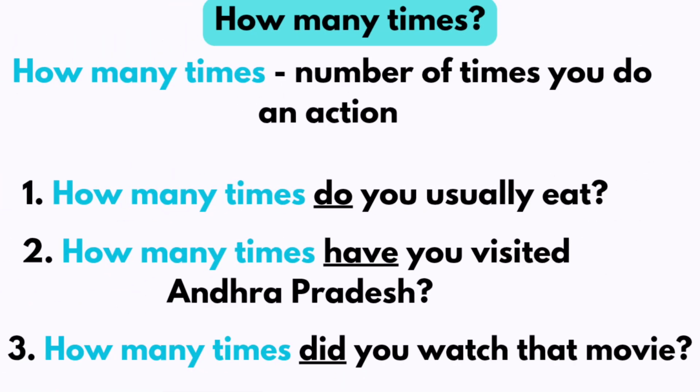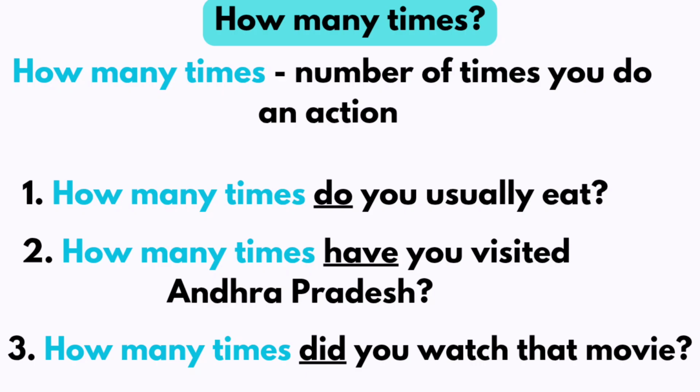How many times? What does it mean? Number of times you do an action. We'll see examples. How many times do you usually eat? I eat 3 times, they eat 4 times, right? So that could be the possible answer.